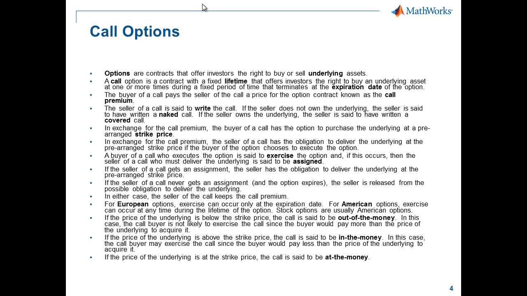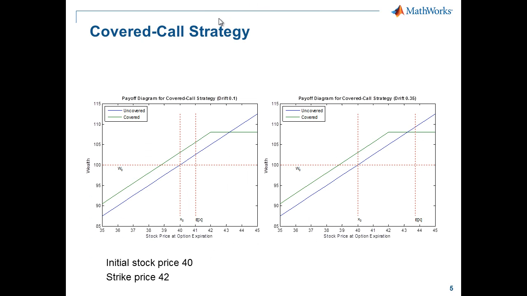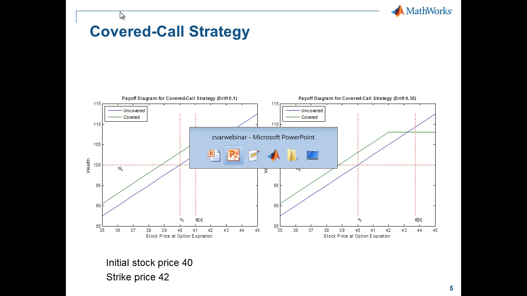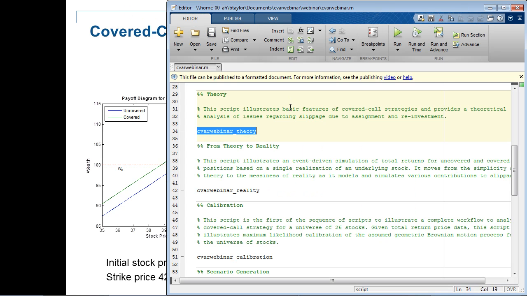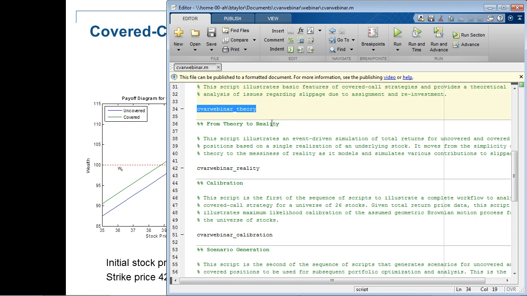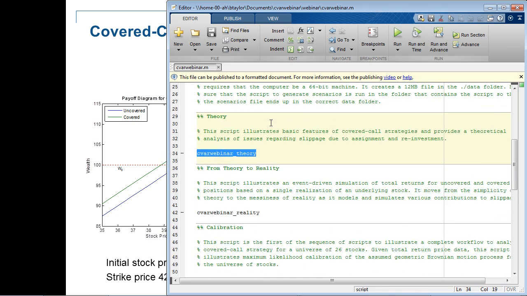In the case of stock options, they're known as American options, which means that someone who buys a call option can exercise that call option at any time. So here's the first MATLAB script that we're going to start looking at. I want to point out that all of the scripts that are shown today will be on MATLAB Central in the near future, and you can download them and do what you want with them.